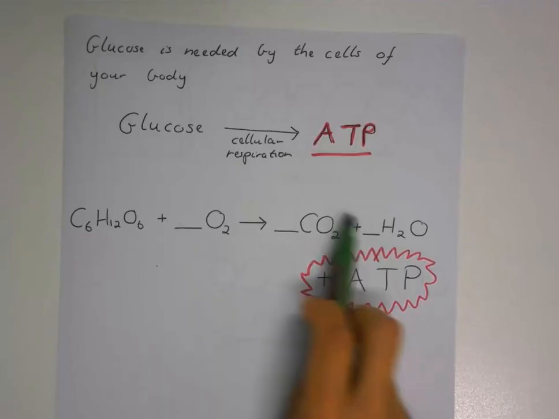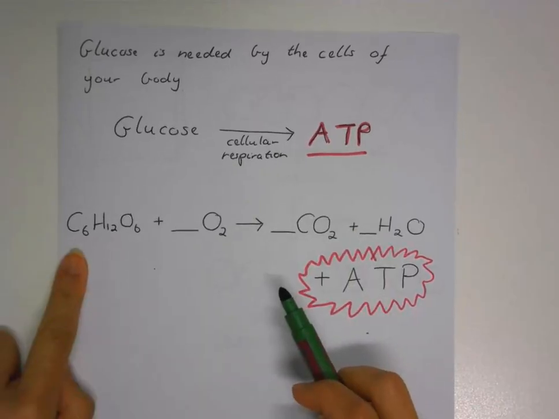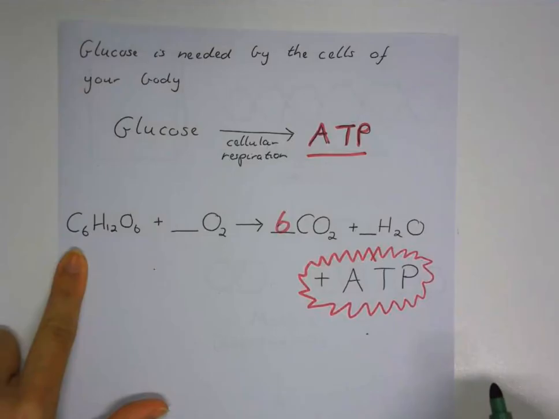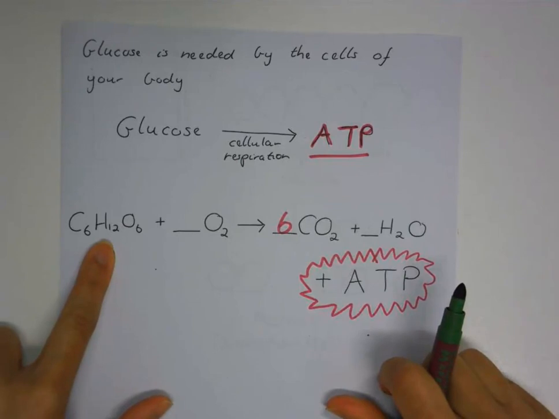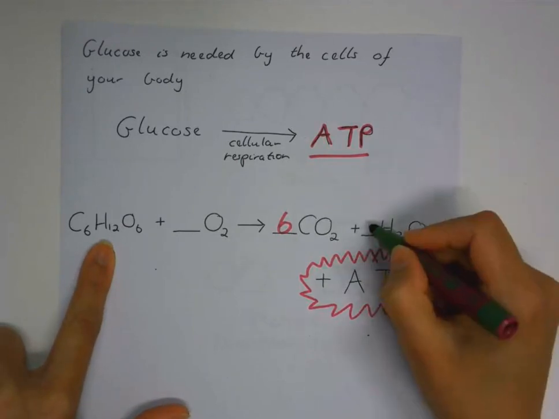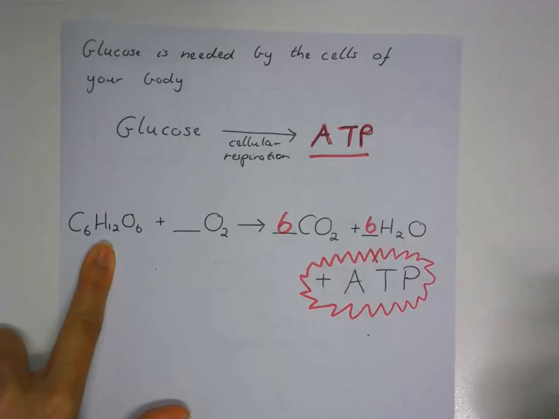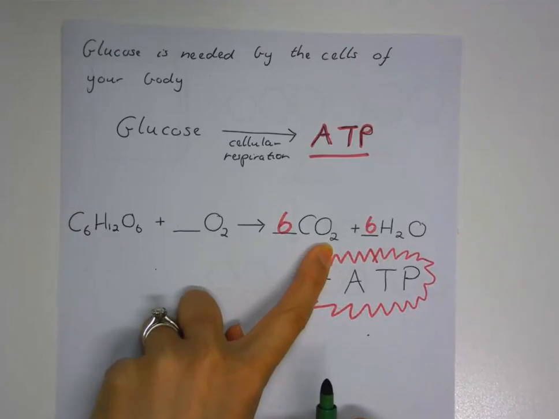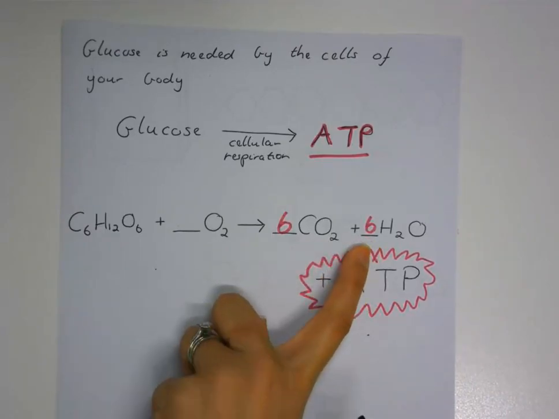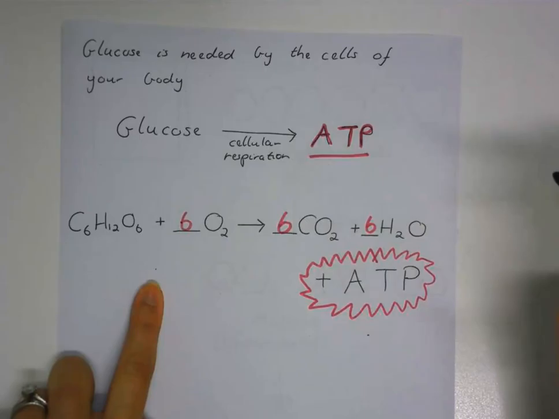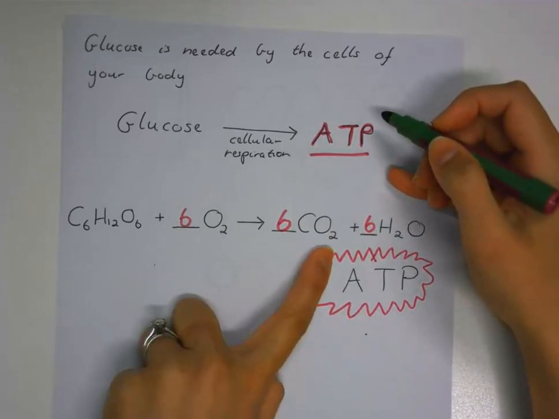So let's balance this equation. I can see that on the left I've got 6 carbons, so I need to put a 6 in front of carbon dioxide. Now I need to balance hydrogen. I can see that I've got 12 hydrogens in glucose, so I need to add a 6 in front of the water. And now finally, I need to balance oxygens. So you need to add up all of the oxygens on the right-hand side, and you can see that there are 18 oxygens. So I'm going to add a 6 in front of oxygen on the left. So now I've got 18 oxygens on both sides.